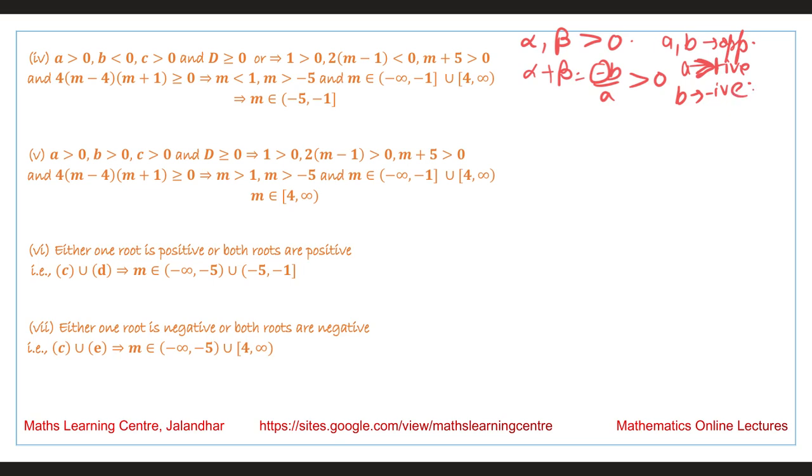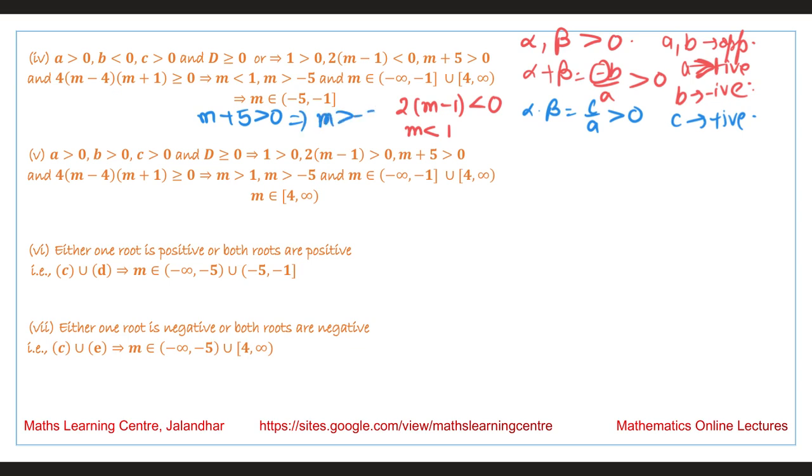So b is negative means 2 times m minus 1 is less than 0. So this implies that m is less than 1. Now if we take the product of the roots, alpha into beta, that is equal to c by a, this should also be greater than 0. It means a and c are of same sign. So we get that the value of c is positive. C is m plus 5 is greater than 0. It means m is greater than minus 5.